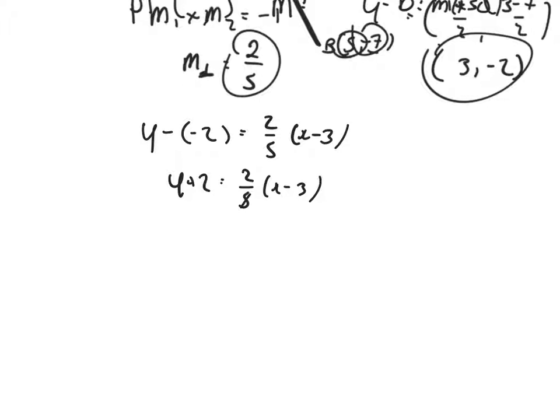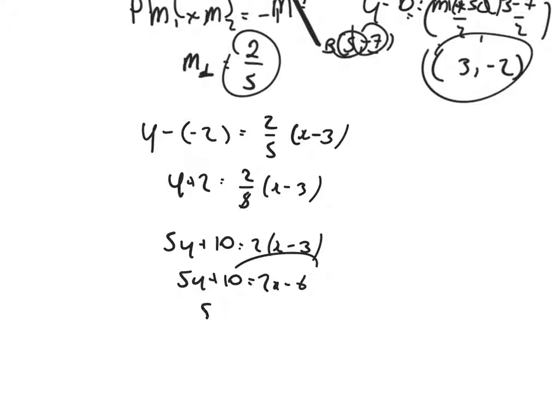Multiply through with 5 to get rid of the 5 on the bottom. 5y plus 10 equals 2 bracket x minus 3. 5y plus 10 is equal to 2x minus 6. Bring that 10 across, change its sign. 5y equals 2x minus 16. And that's the equation of the perpendicular bisector.